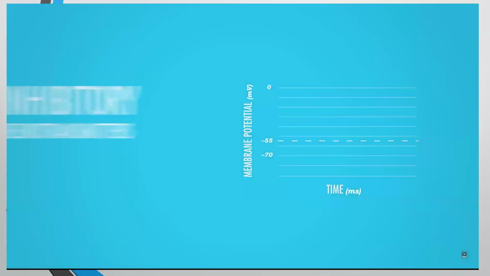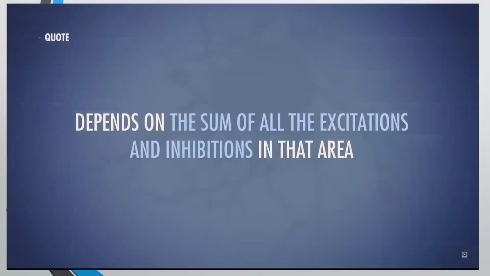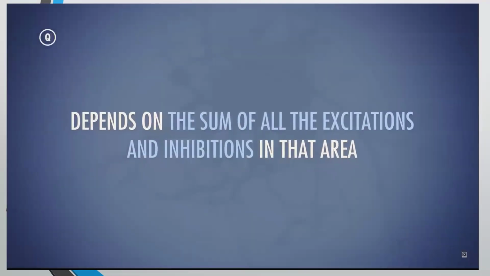But an inhibitory neurotransmitter hyperpolarizes the postsynaptic neuron by making the inside more negative, driving its charge down, away from its threshold. So not only does the message not get passed along, it's now even harder to excite that portion of the neuron. Keep in mind here, any region of a single neuron may have hundreds of synapses, each with different inhibitory or excitatory neurotransmitters. So the likelihood of that postsynaptic neuron developing an action potential depends on the sum of all of the excitations and inhibitions in that area.